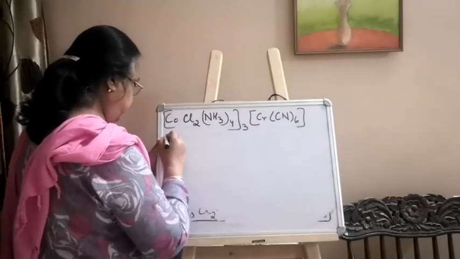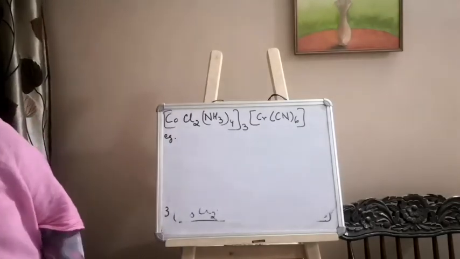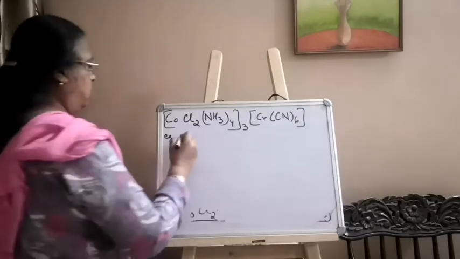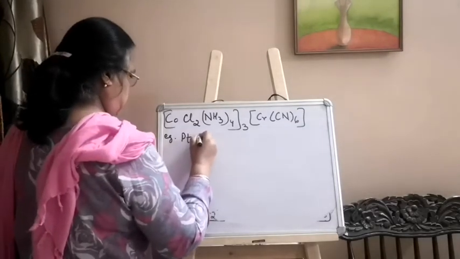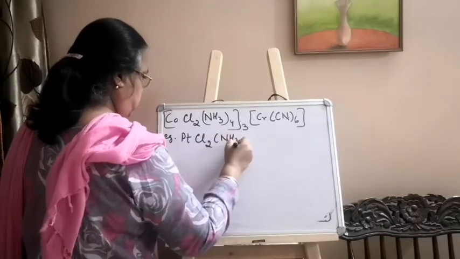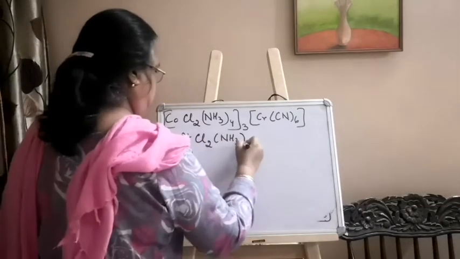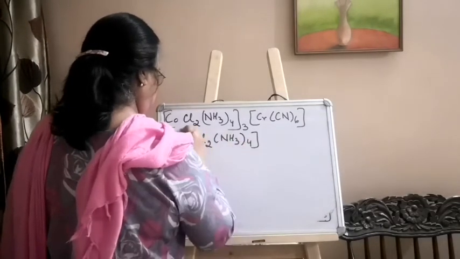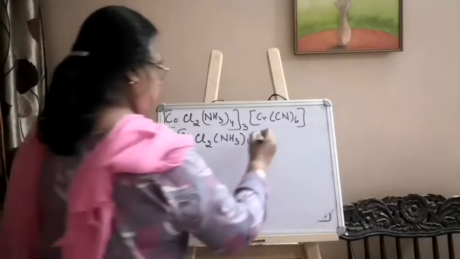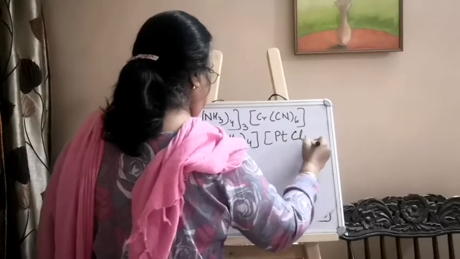But I will give you another example, which I have brought for you, that is platinum, Pt, Cl2, NH3, 4, and PtCl4.